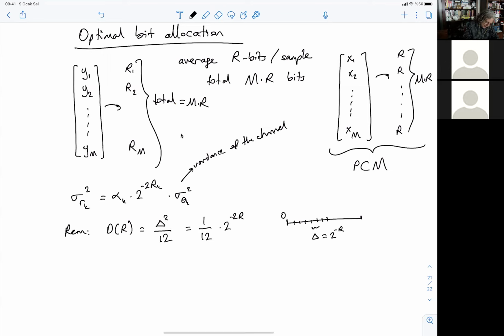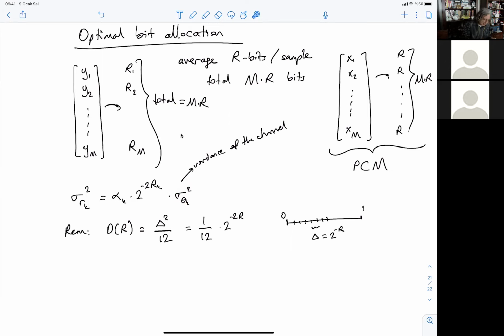And because it is normalized, first of all, delta square over 12 corresponds to 1 over 12 times 2 to the minus 2R. So you see 2 to the minus 2R is here, and it's reasonable to have it here. And this 1 over 12 is alpha, by the way. And times 1 is the variance of the channel, which corresponds to a uniform distribution of a range of 1. Therefore, this sigma theta k square is taken as 1. But that was just an example.